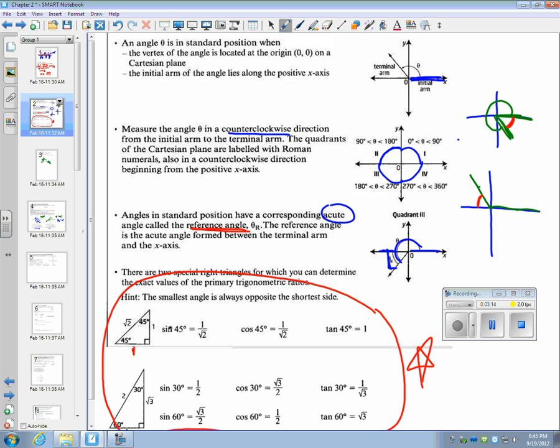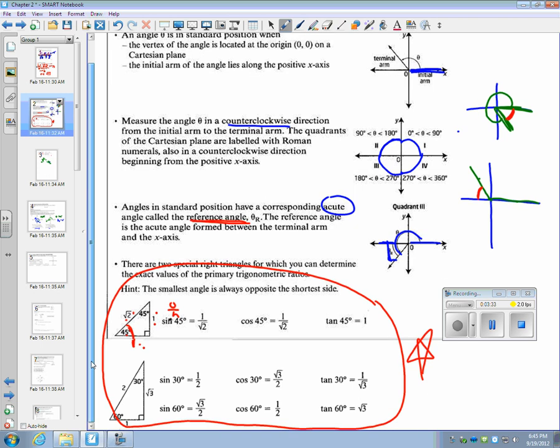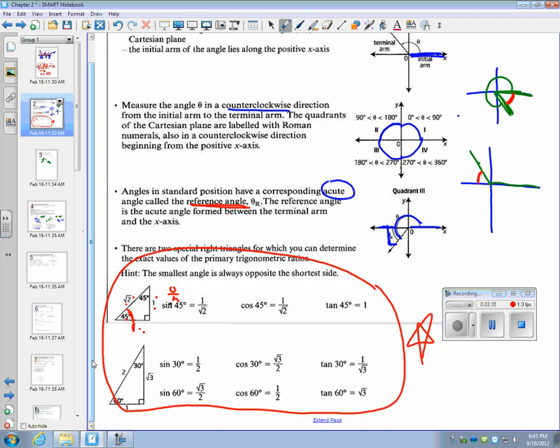Each side is 1. So sine of 45, remember SOHCAHTOA, is opposite over hypotenuse. Opposite is 1, hypotenuse is root 2. 1 over root 2. Cos of 45 is adjacent, which is 1, over hypotenuse, root 2. And tangent is opposite over adjacent, 1 over 1. Okay, this is the special triangle we use for 30 and 60.